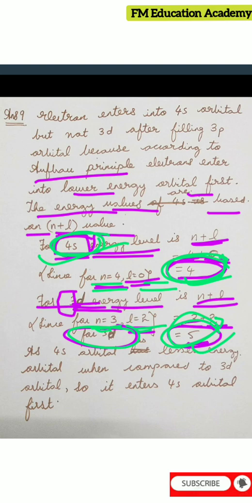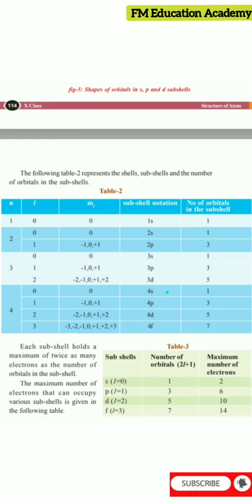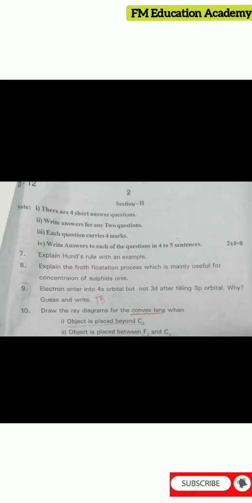I'll show that. See this, remember this table? From this table only we get. We are writing for 4s. See, for 4s, what is the value of L? The value of L is 0. So for N equals 4, what is L? 0. Similarly, 3D. For 3D, what is the value of L? L value is 2.